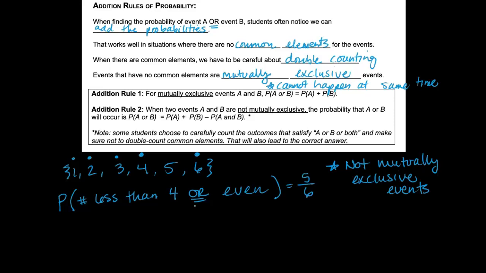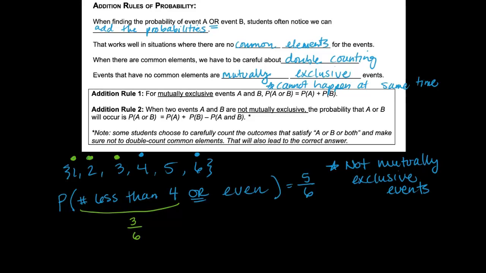And so there's a 5/6 chance of getting a number less than 4 or even. Let's look at the addition rule that we were talking about before. So if I use the addition rule, so now I'm going to bring out my different colors. And if I just look at numbers less than 4, let's identify those. So numbers that are less than 4 are 1, 2, and 3. So there are 3 out of 6 that are less than 4.